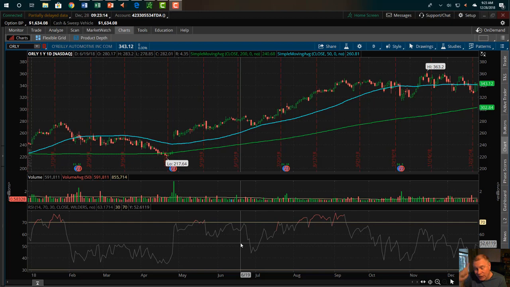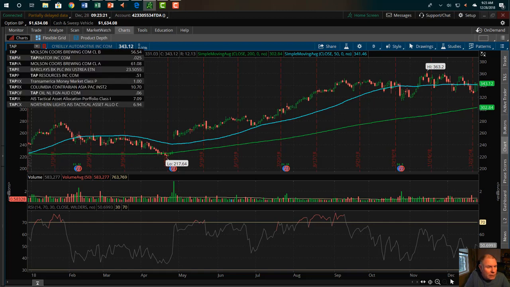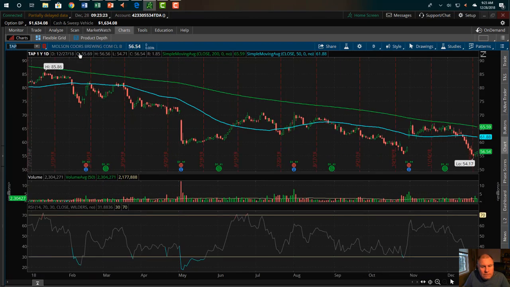So again, just to highlight, let's bring in Molson Coors and see what happened. Okay, now this is a very different chart. If we look over the past year, what you can see is that the 50-day has been trending down and is under the 200-day. So in a sense, what we're seeing is a downward trend.